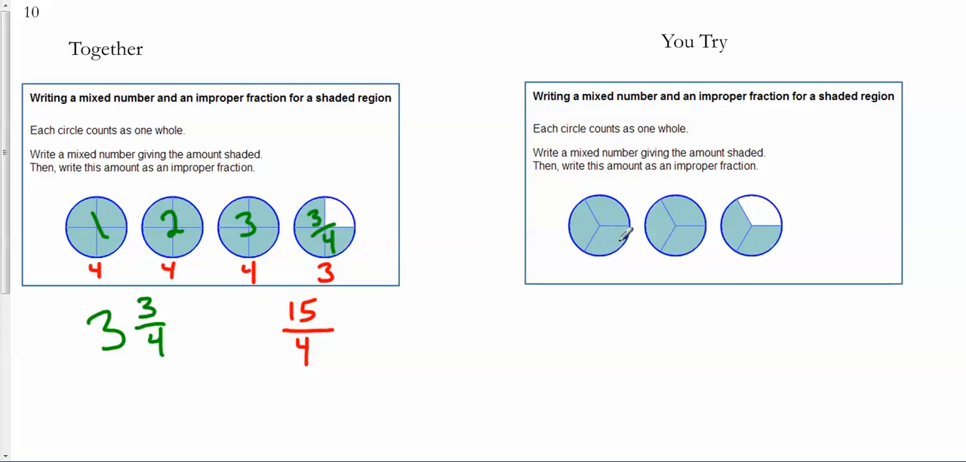How many pieces do I have here? I'm going to do my improper fraction first. I've got 3 pieces here, 3 pieces here, and 2 pieces here. So that's 8 pieces altogether, with each circle being split into 3 pieces. Then I also have 1 whole, 2 whole, and 2/3 of this one. So my mixed number is 2 2/3.